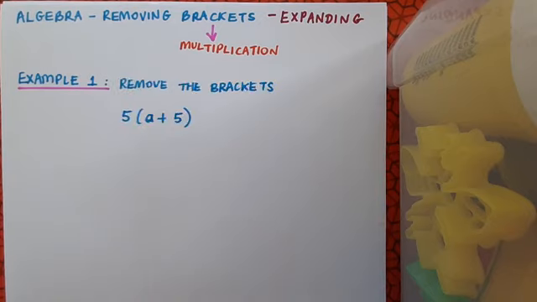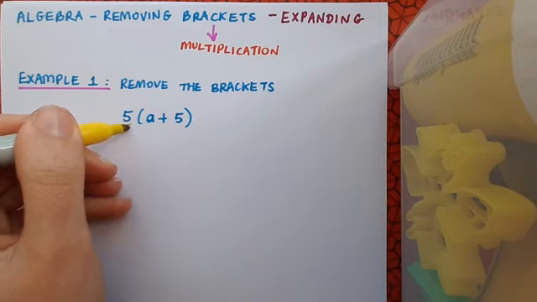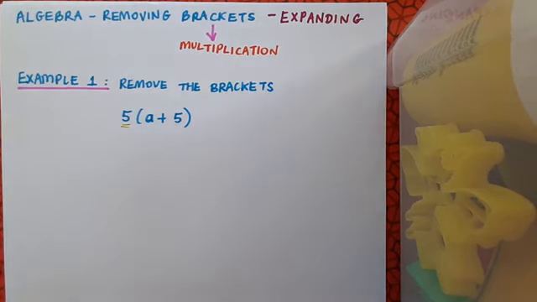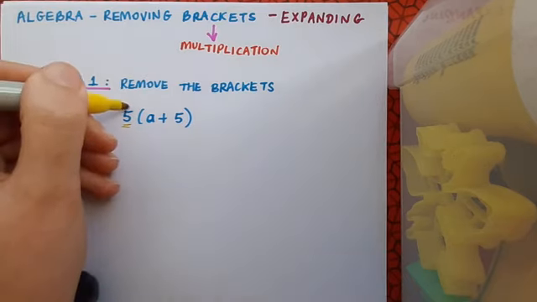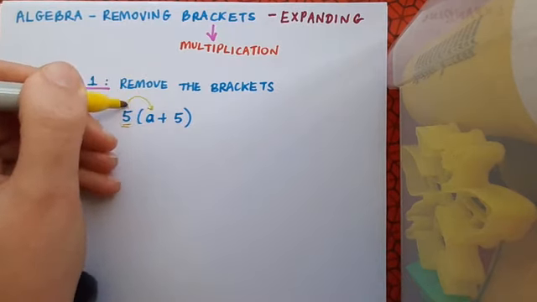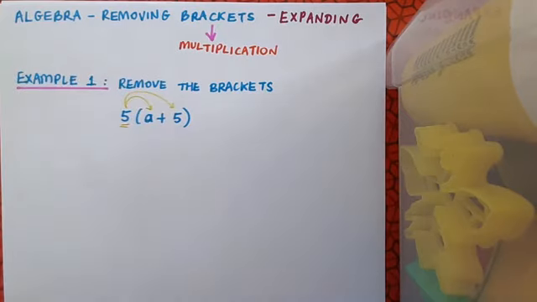Here's our first example. The instruction is to remove the brackets. The expression is 5(a + 5). Like we said, brackets indicate multiplication. Whatever is directly in front of the bracket is multiplying into the bracket. So in this case, the term in front of the bracket is 5. So the term 5 must multiply by the a and by the plus 5 in the bracket.